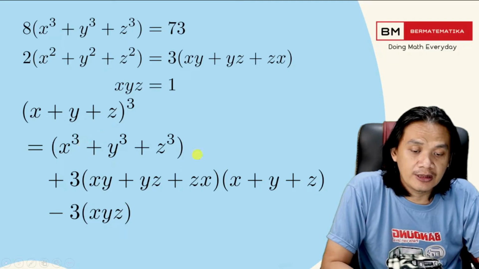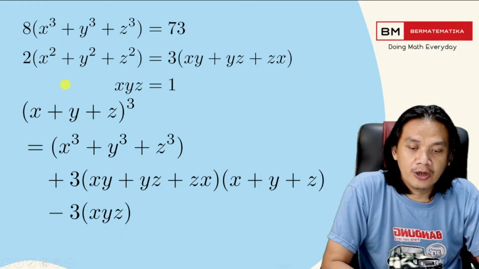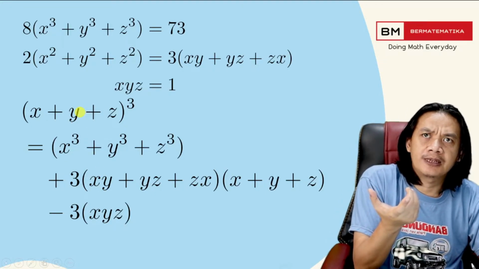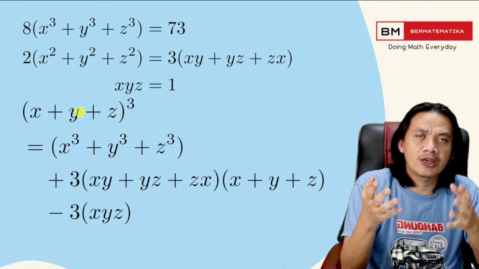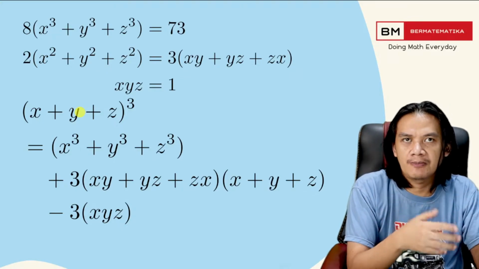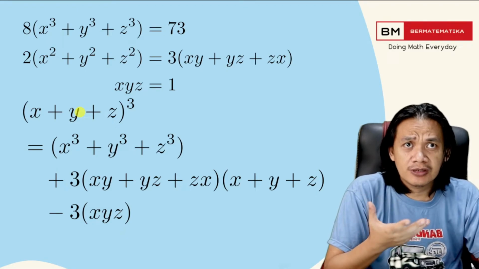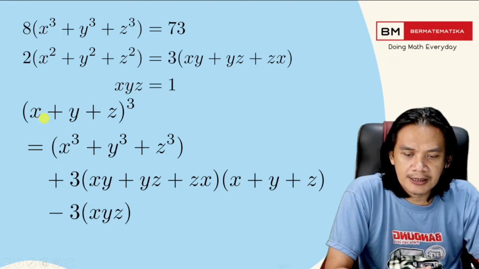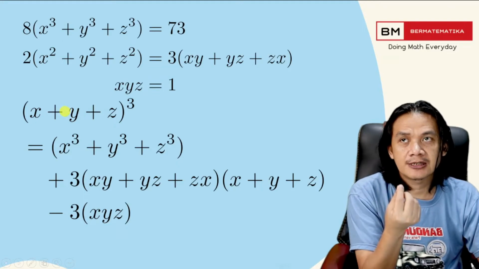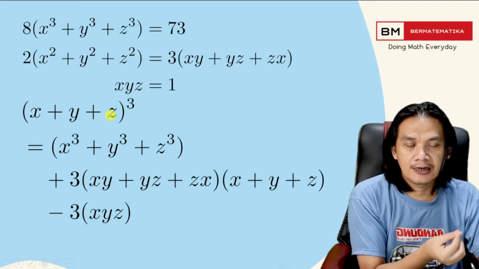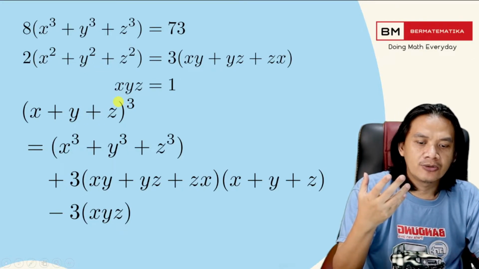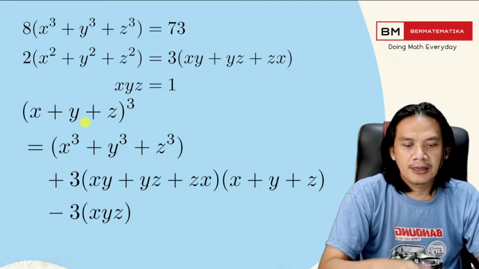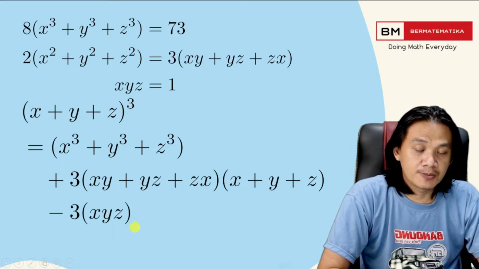This is not really that difficult. You may verify this by, for example, recalling how to expand (a plus b) cubed into a cubed plus 3a squared b plus 3ab squared plus b cubed. You can use that by considering x plus y as the first term and z as the second term. So you can use raising a binomial to the third power, and then you will get this kind of expression.